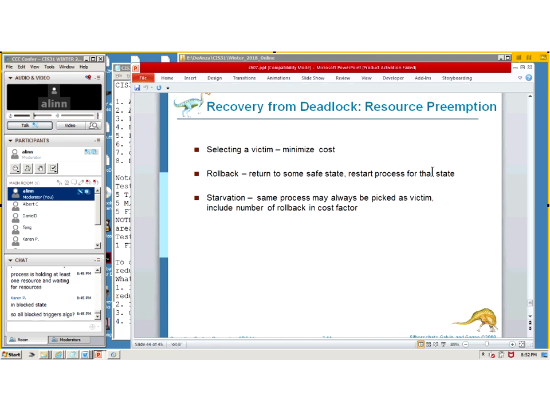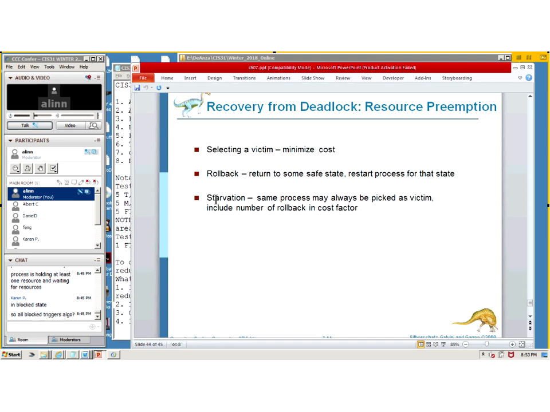This concept of rollback: return to some safe state and restart the process from that state. If you've ever done any programming, it's really difficult to write a program that's restartable at a certain location. So if your program did get killed as a deadlock victim, it could restart at the point at which it was killed. Then you have to worry about this.